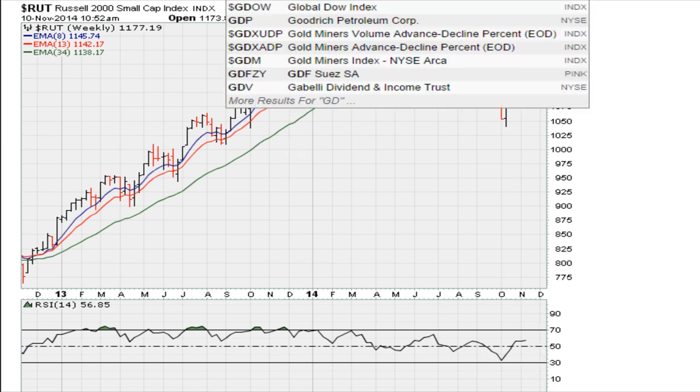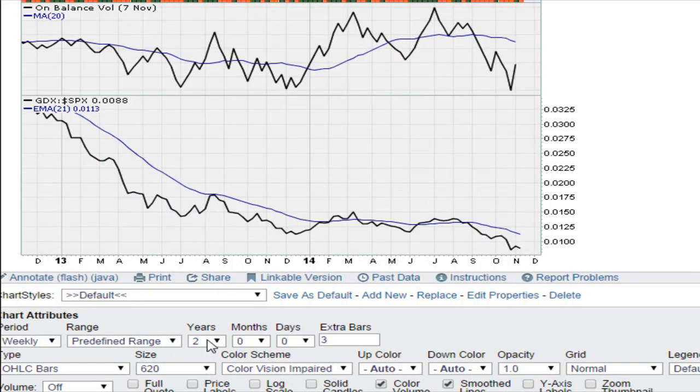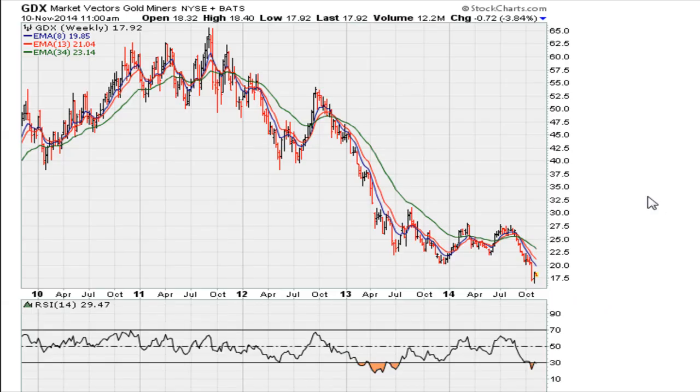Let's take a look at the GDX weekly. I want to go back and show you the 5-year weekly. What I want to show you here is the main high for the GDX going back to 2011. So the primary line comes from this previous break in the RSI. It's easy to tell. Draw a straight line.